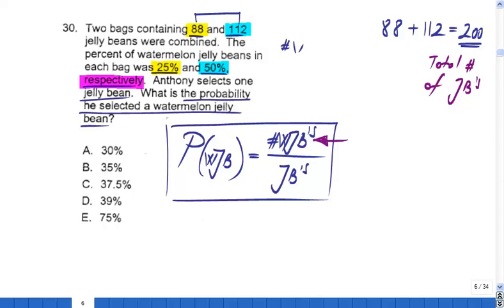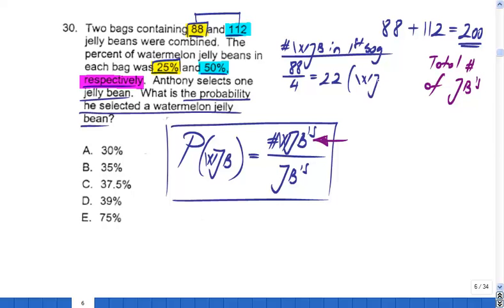And by knowing that, I will be able to find the number of watermelon jelly beans in the first bag, right? Well, in the first bag, I've got 25% watermelon jelly beans, right? Which means a quarter of 88. A quarter of 88, you just divide 88 by 4, and that will give you 22 watermelon flavored jelly beans in the first bag.